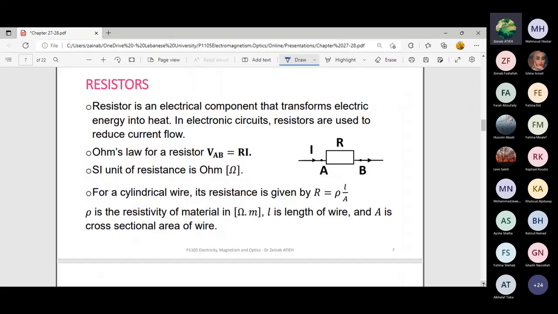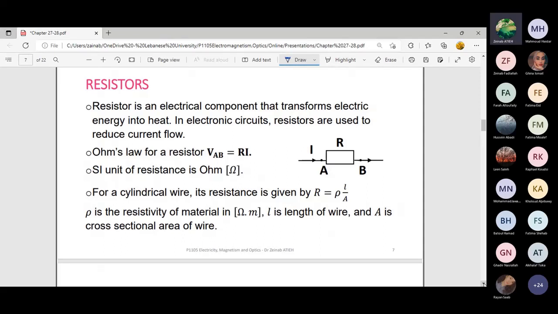Usually a resistor is used in a circuit in order to control the current. We control the current using a resistor. How? Each time we increase the resistance, we lower the current. Each time we decrease the resistance, we increase the current. So we can use resistors as a method to control currents in a circuit.